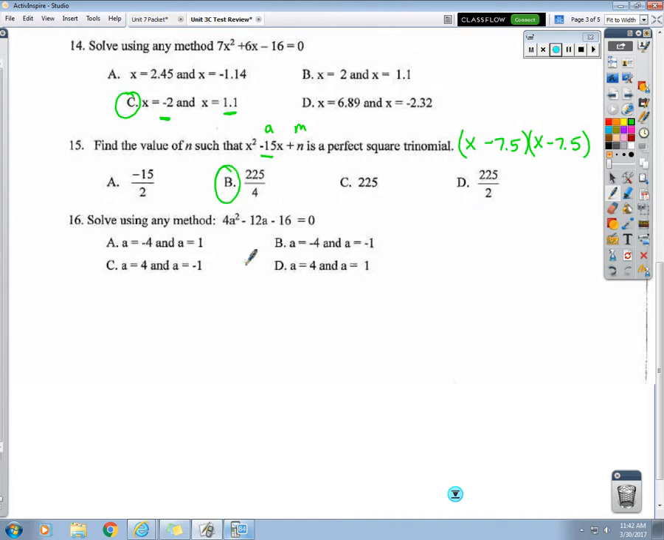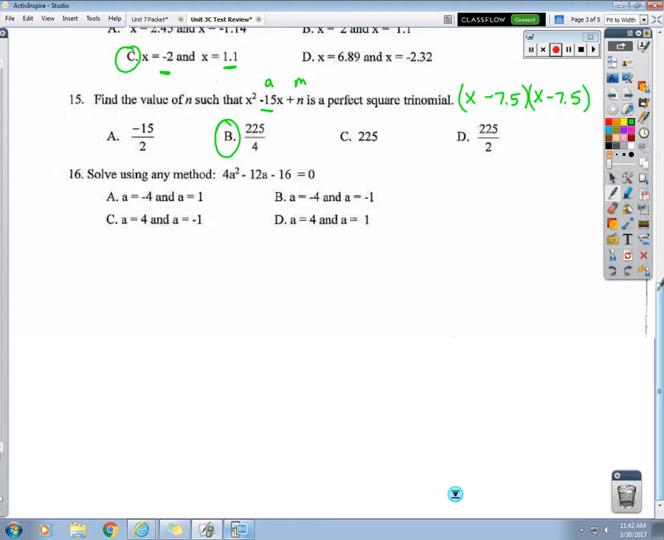So it's B. You just have to remember that a perfect square trinomial means that the factors match. So whatever this number is, half of 15 is 7.5, and then you multiply those to get this third number. Okay, number 16, solve using any method.